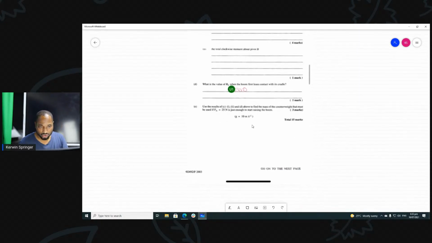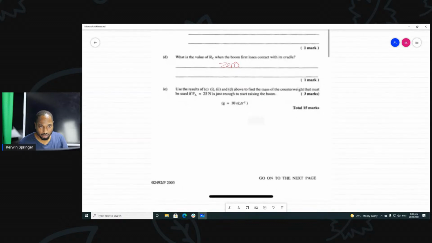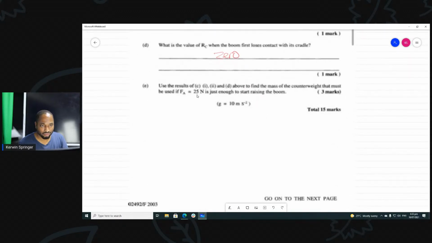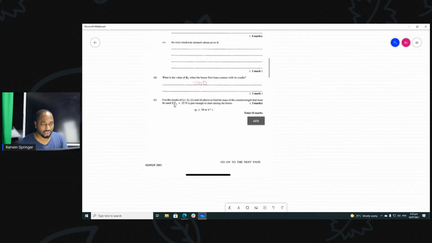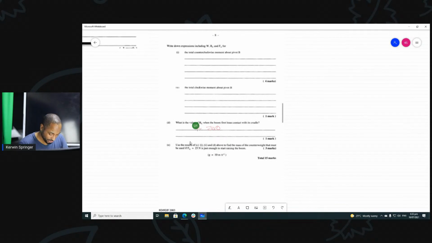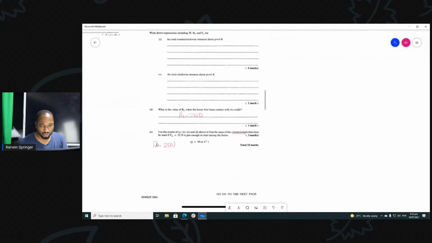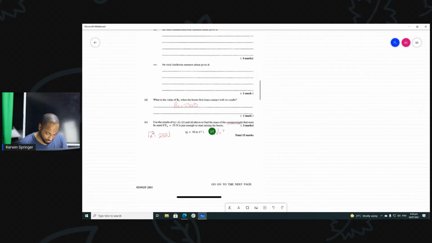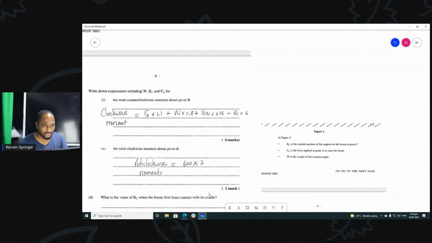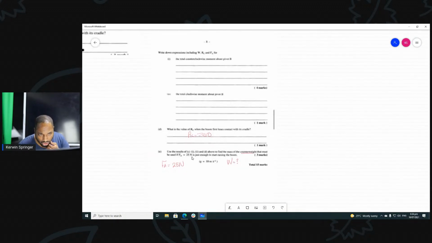So that's 0. Next: using the results of C2 above, find the mass of the counterweight that must be used if FA of 25 newtons is just enough to start raising the boom. So in other words, RC is this. They tell you that FA is 25 newtons and they want you to find the mass of the counterweight, which is W. We're trying to figure out W. Is anything here given in kilograms? Let me double check.